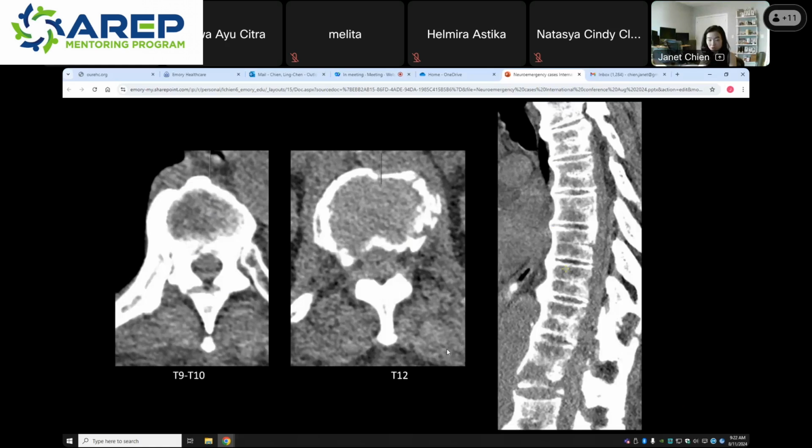I'll give you some time to look at the soft tissue windows. There's a very important finding to pick up in addition to the fractures on soft tissue window. And if anybody sees it, please feel free to shout out. So focusing on the soft tissues in the spinal canal is where I want you to look.